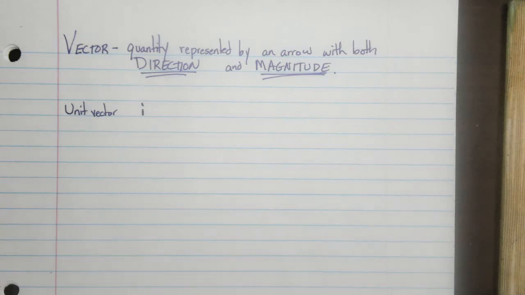All right, so we are kicking off our unit on vectors. A vector is a quantity represented by an arrow with both direction and magnitude. If you missed this class, you can watch the Despicable Me clip on Canvas.